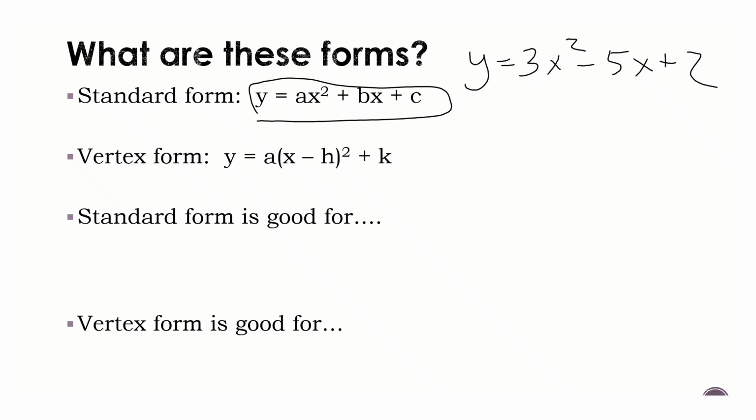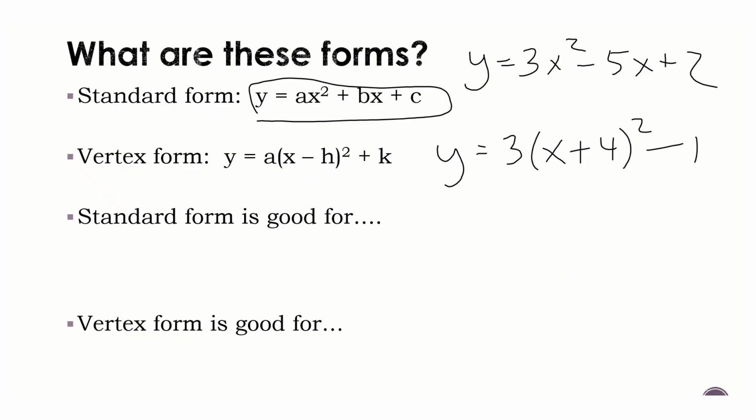And then vertex form is what we explored last class. Vertex form is like you've got that a, it's actually the same a value in both of them, and then we have x minus h all squared plus k. And that might be something like this. So you would have 3, and then I'm going to do a totally different one here. So these are not the same.